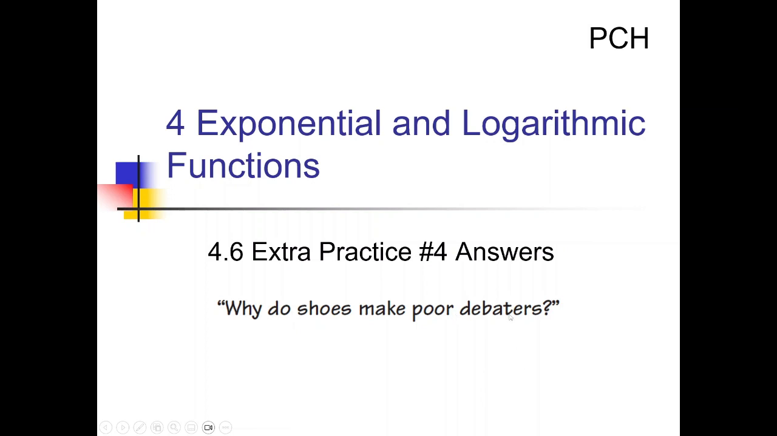Hello there, Mr. Sutton here, bringing you the Pre-Cal Honors 4-6 Extra Practice Number 4 solutions on exponential equations. This one we're going to have to use logarithms and the calculator. There's a puzzle that goes with this one as well. Let's take a look at that.